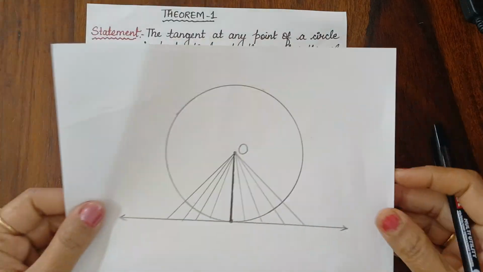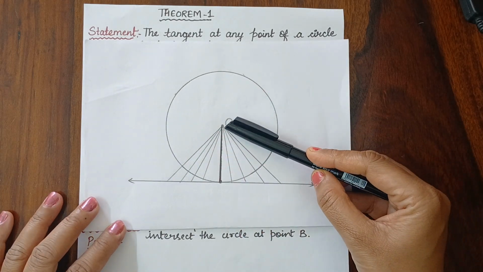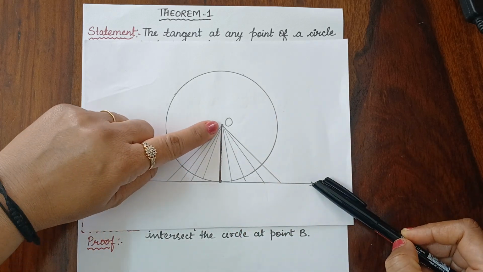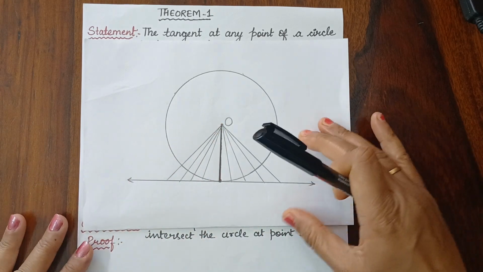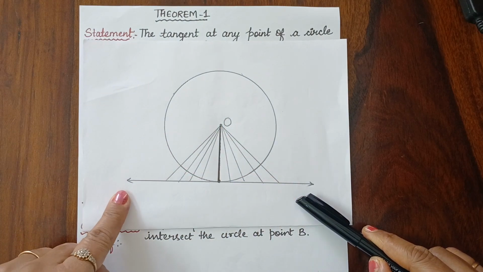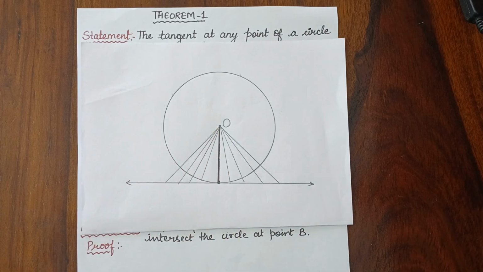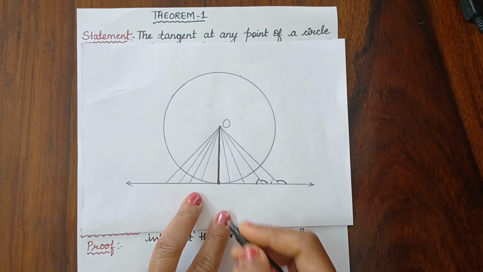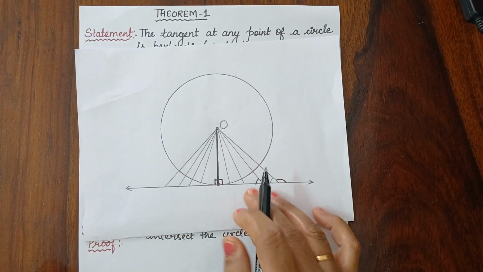Now before starting the proof, let us first learn that if any circle is given with center O and this is the tangent, then the shortest distance from this center O to this tangent will be the perpendicular. You can see that these are also distances, lengths from center to this tangent, but these are not perpendicular. The shortest one will be the perpendicular. You can see that these are not 90-degree angles, but this is the 90-degree angle. So shortest of all will be the perpendicular.